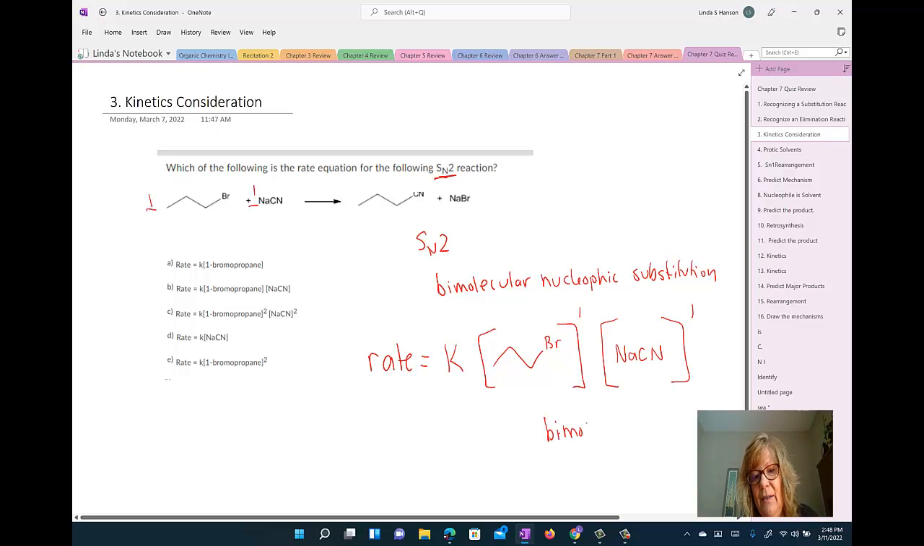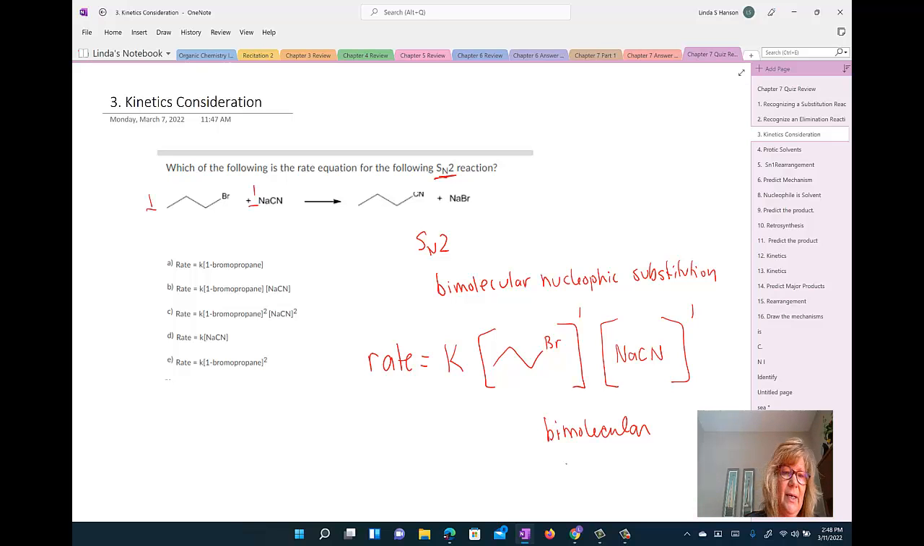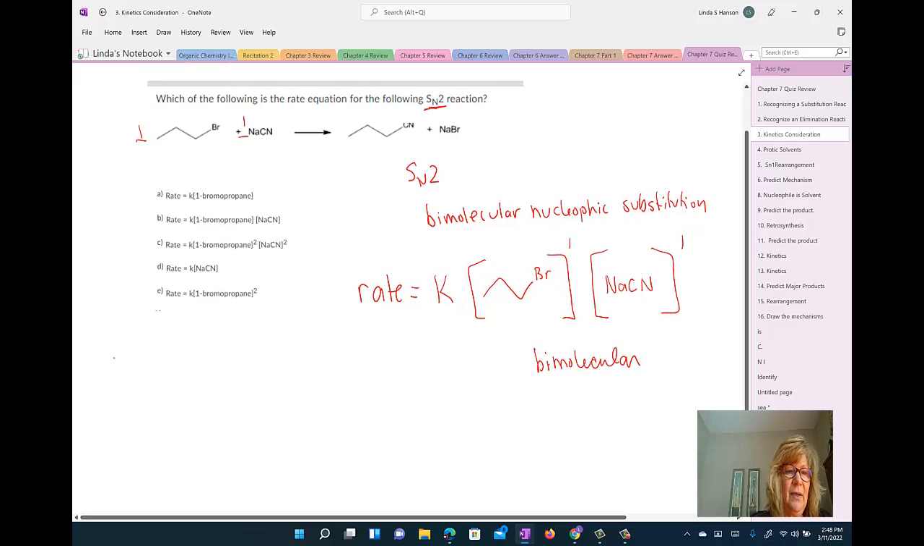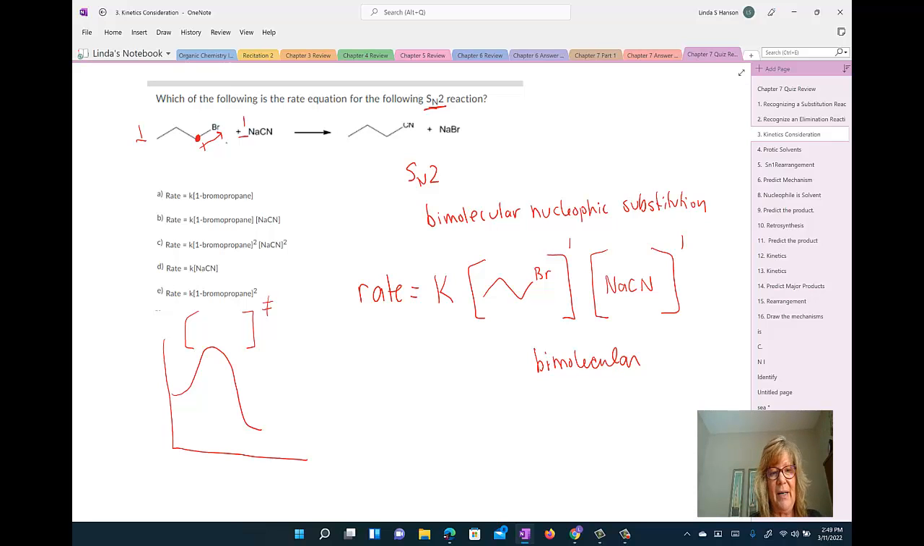Bimolecular means there are two molecules involved in the reaction mechanism. One collision between two molecules. Just to clarify as well, thinking about what that would look like in terms of the kinetics graph, you would see one collision where we would have a transition state at the top of the energy hill. That transition state, if you think about this carbon right here as being the electrophilic center of that molecule, the electron deficient carbon because of the polarity of that bond.